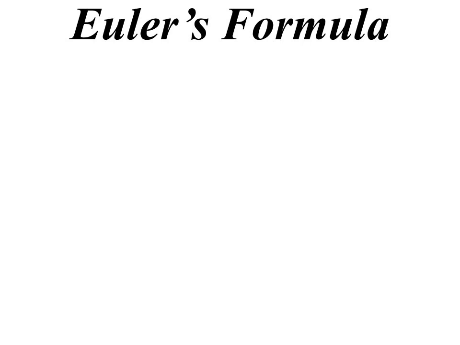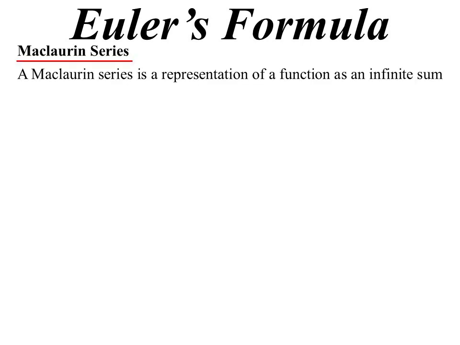Going to look at Euler's formula. Before we do though, we talk about these things called Maclaurin series. What it does, it's a series, but it represents a function as some infinite sum. And what it allows us to do is basically turn any function into a polynomial.